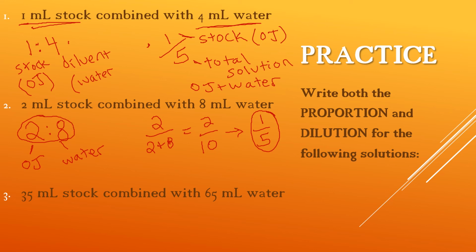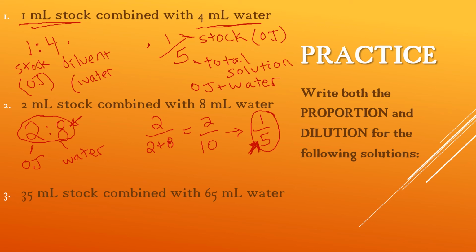It's just when you use a colon, you know that the number on the right of the colon is just the amount of water. When you write a fraction, the number on the bottom is the total, the water plus the orange juice, the total volume that you're making. Now let's try number 3.